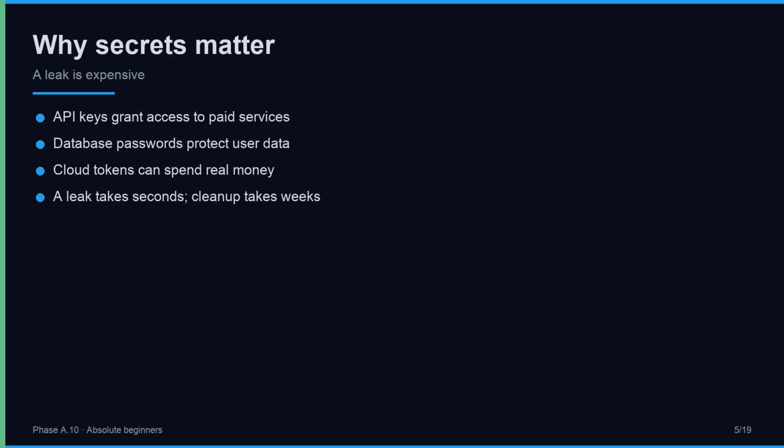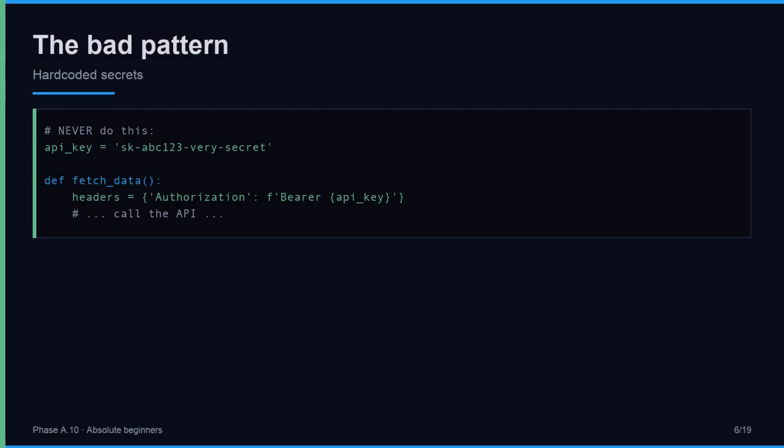A leak is expensive. Here is the bad pattern. You write the secret directly in your code, as a string assigned to a variable. It looks harmless. But every person who reads the file sees the secret. Every copy of the file carries it.